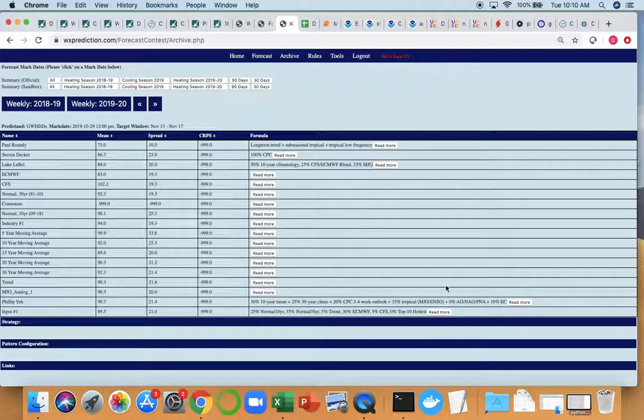This is the scoreboard here for today, and my forecast is input number one. I'm forecasting a mean of 89.5 HDDs, a 1 sigma spread of 21 HDDs, and my forecast formula is over here. And by the way, I just entered this information to save a little bit of time.